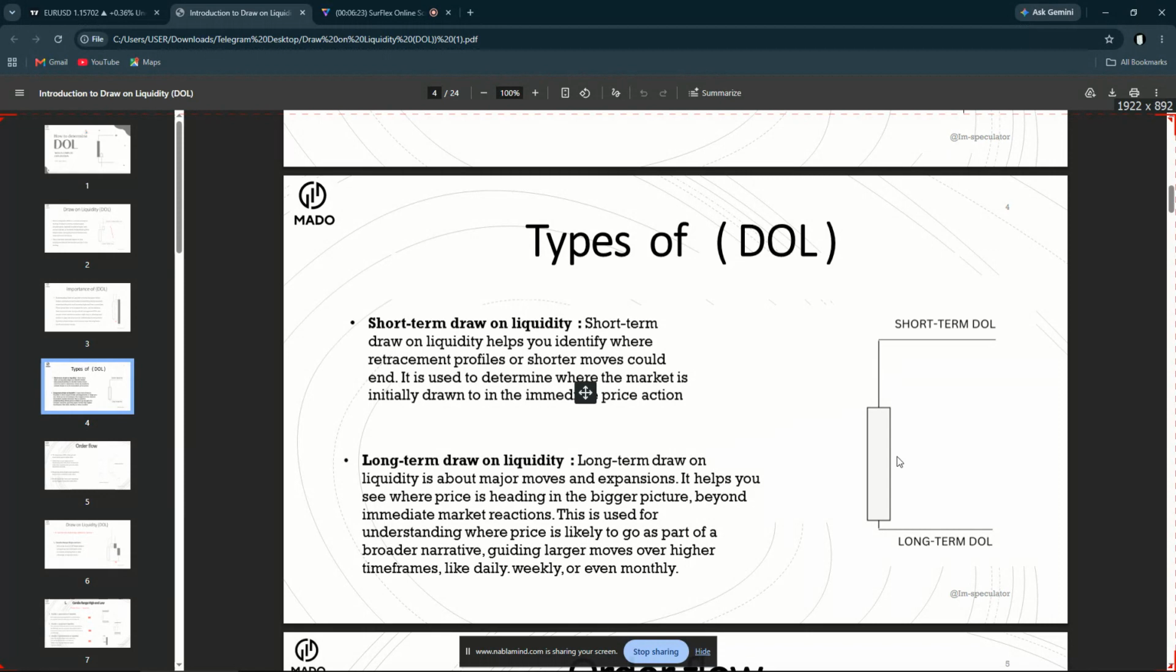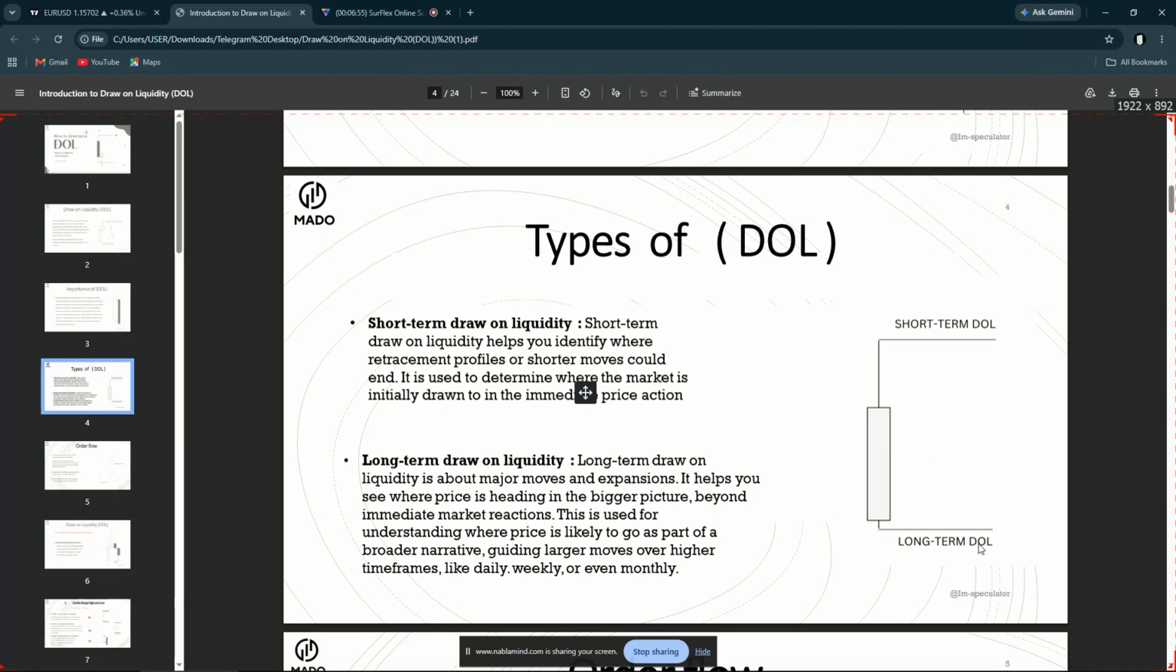So this is the candle here, and this is a typical range in a candle. One candle is a range. When you break it down on the lower time frame, you will see price giving us higher highs and higher lows to the upside. And for a bearish candle, you will see price giving us lower lows and lower highs. So the high of a candle is a short-term draw on liquidity if we are bearish, and the low of the candle is a long-term draw on liquidity. So these are the two types of draw on liquidity.